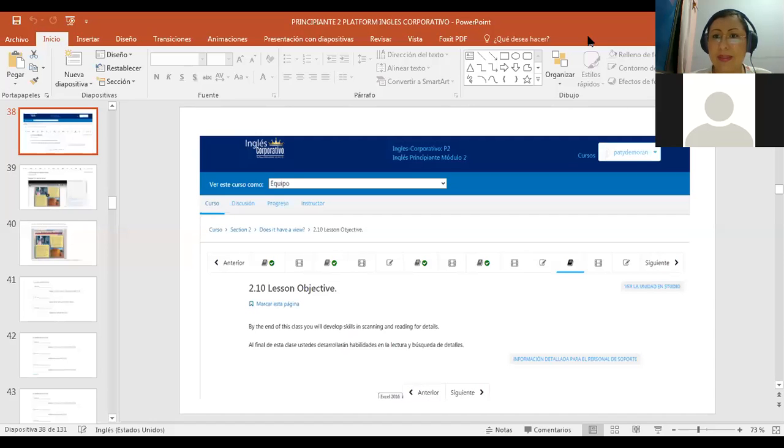Today we are going to continue with section number 2 to finish and then start section number 3. So I would like to share with you the platform view, so you can know which part we are going to finish today. I would like you to confirm if you can watch my screen.